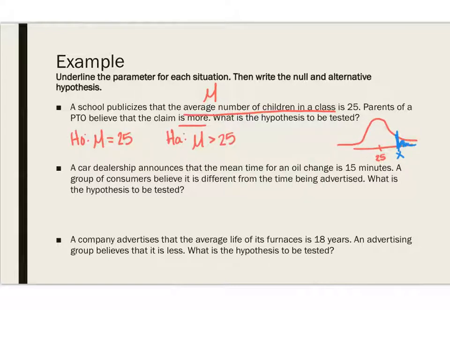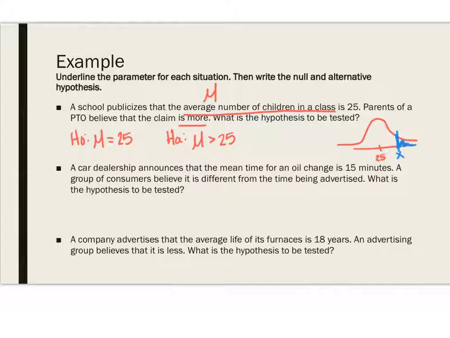And again, remember, what does mu stand for? Mu stands for the average number of children in the class. So this first one says the average number of children in the class is 25. This one says the average number of children in the class is greater than 25. Okay, the next one. The car dealership announces that the mean time for an oil change is 15 minutes. A group of consumers believe it is different from the time being advertised. What is the hypothesis to be tested?